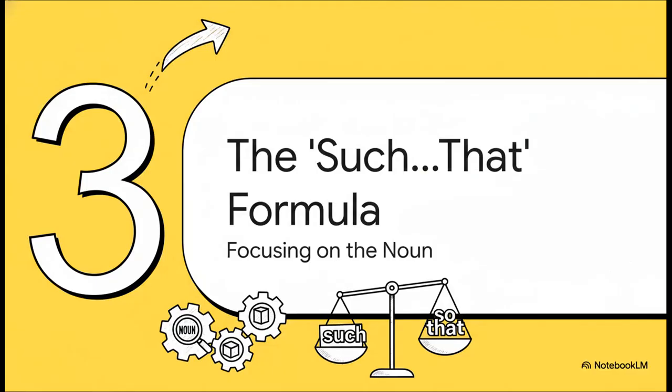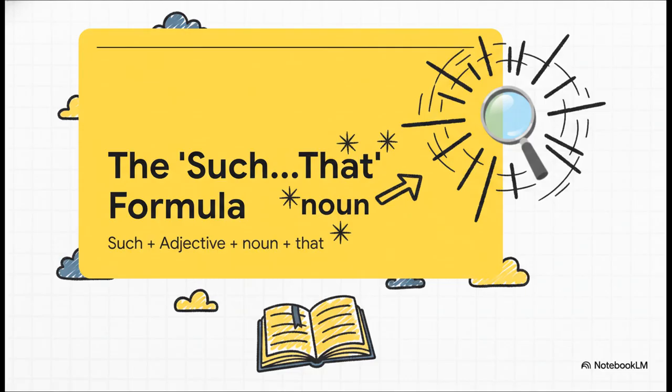Okay, let's look at our next tool, the such-that formula. Now, it's very similar to so-that, but it has a slightly different focus. Okay, here's the key difference. With such, you're not just emphasizing an adjective, you're emphasizing the entire noun phrase. The formula is such, then usually a or an, followed by an adjective, and this is the important part, a noun. That noun is really the star of the show here.